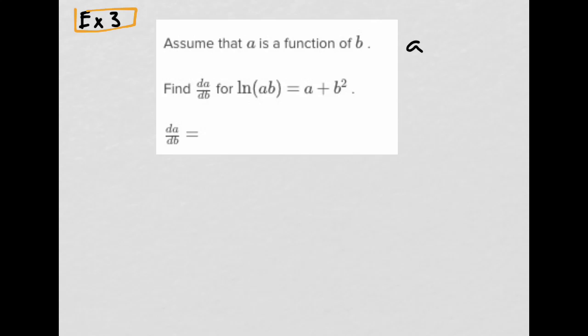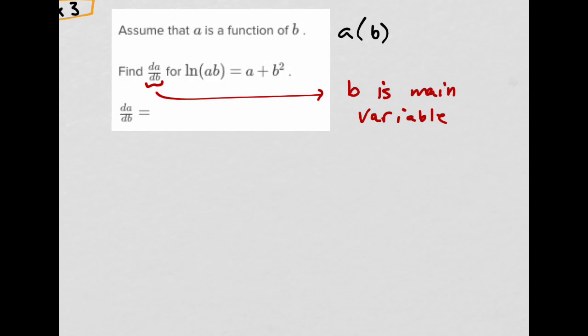A is a function of b. Maybe look at this and think, what's my main variable? If you can answer that before I answer it, you are paying attention. That's good. In this case, my main variable is b, because it says dB. I'm taking the derivative with respect to b. So b is the main variable.